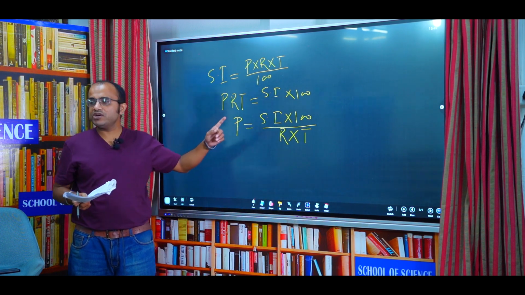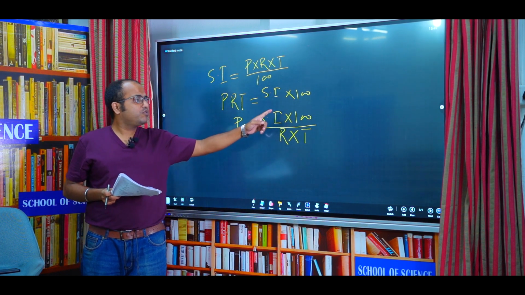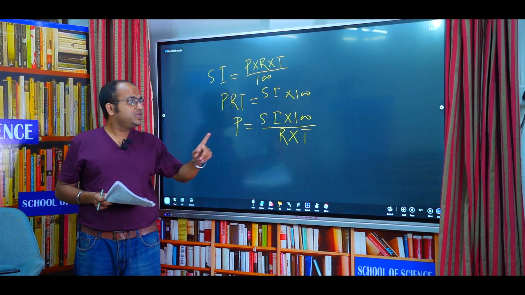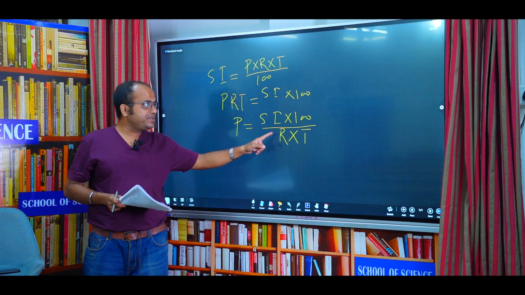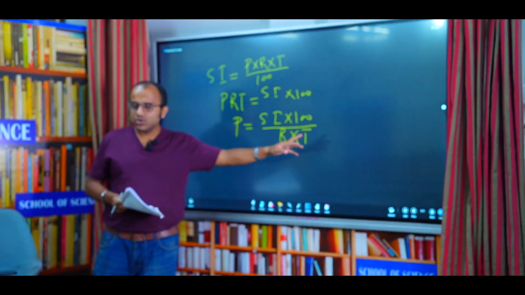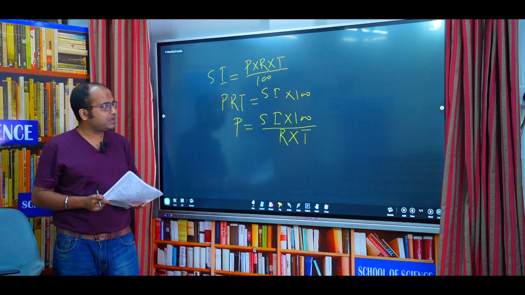If they are asking to find out the principal, then SI should be given, and any one value may be unknown in any problem. So you have to multiply simple interest by 100 and divide by rate of interest and by time. This is the formula for getting the principal.